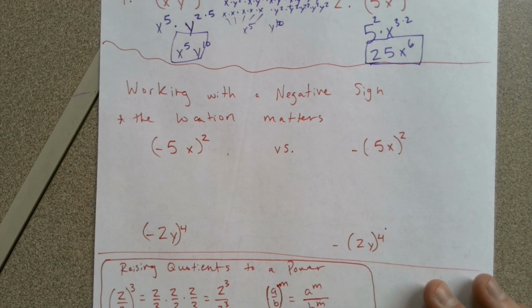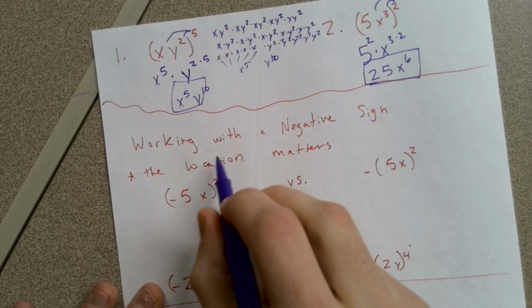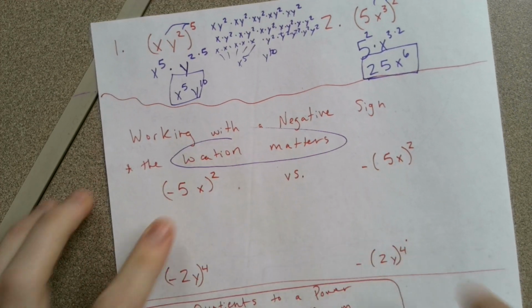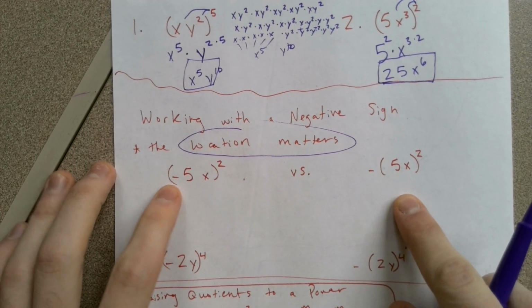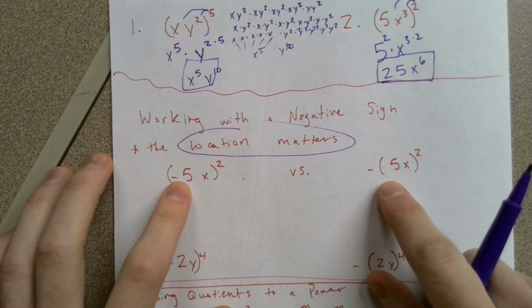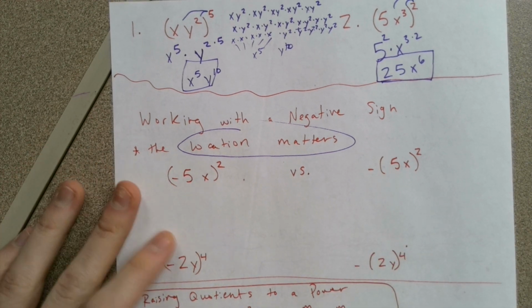All right, now we're looking at our negative signs. When we are working with negative signs, it is important that we look at the location. The location matters. Look at the difference between these two problems. We have one where the negative is on the inside, one where it is on the outside. Watch how these are going to be different.